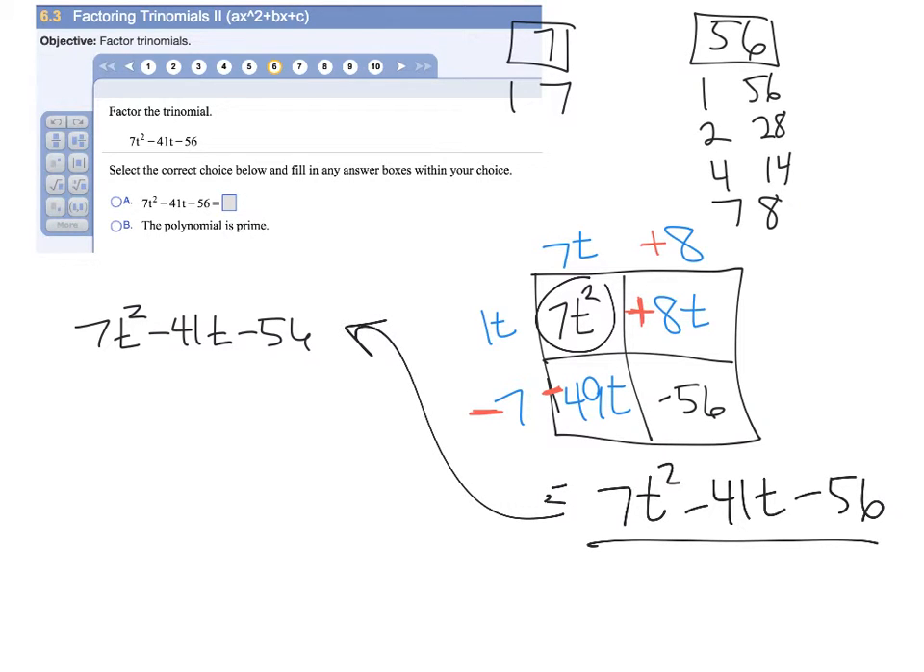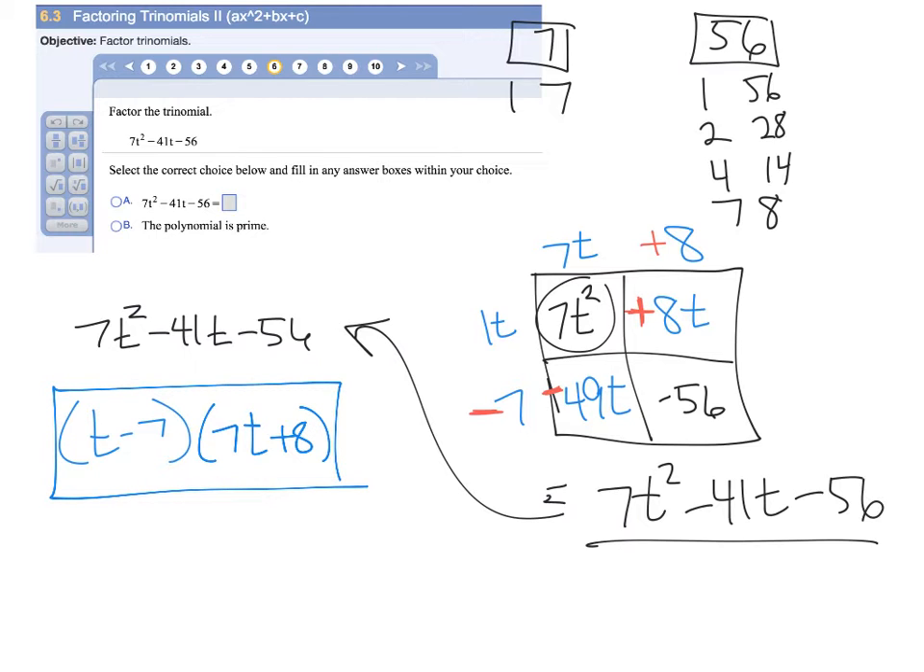So what are our factors? t minus 7, that's this right here, and then 7t plus 8 is our second factor. And look at that. I got that using a little bit of logic, and I was getting ready to do a lot of guesswork.